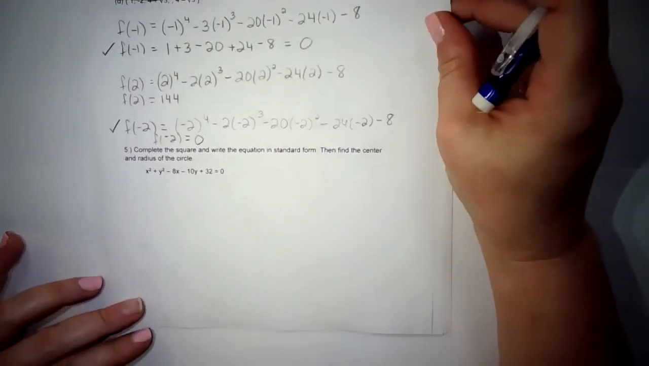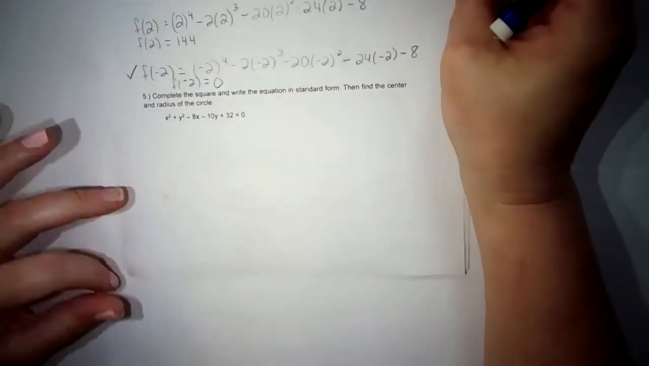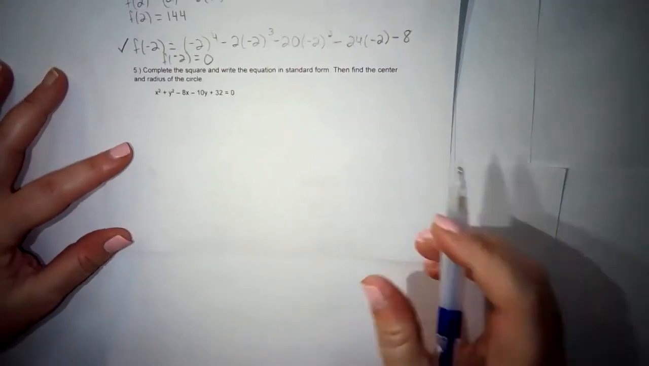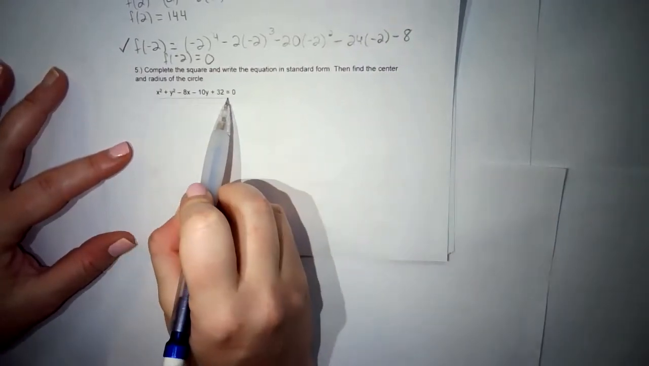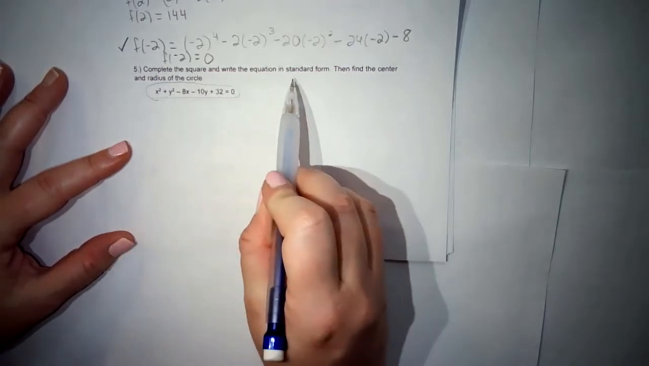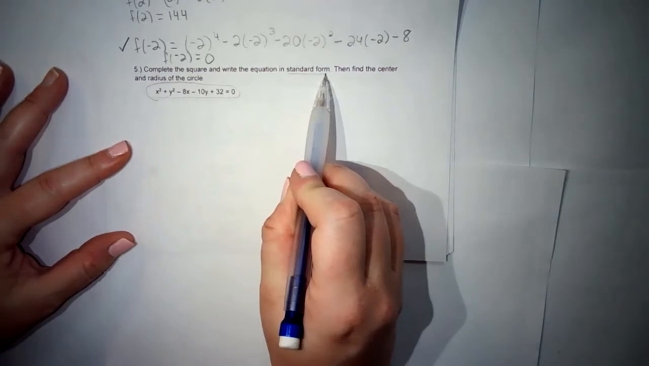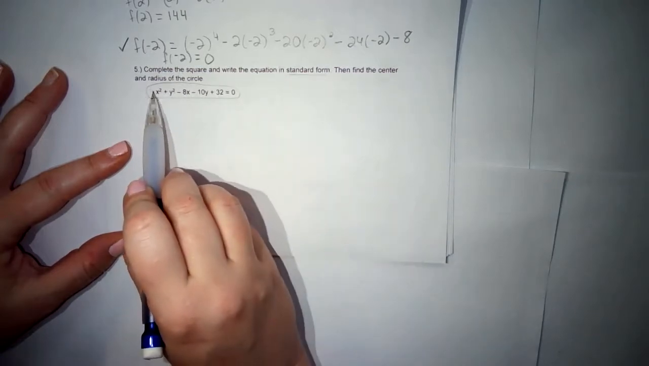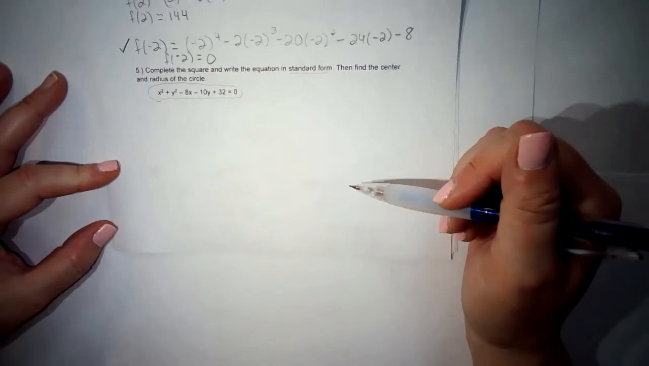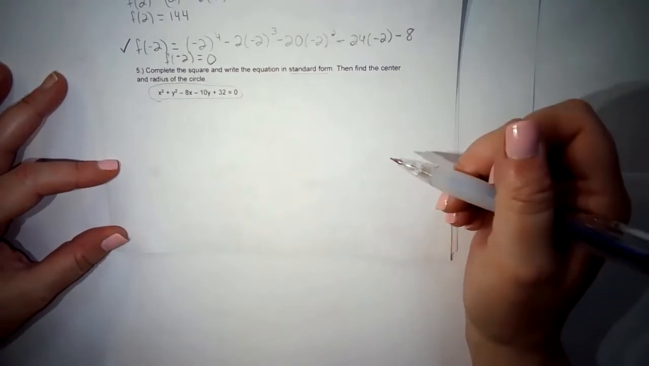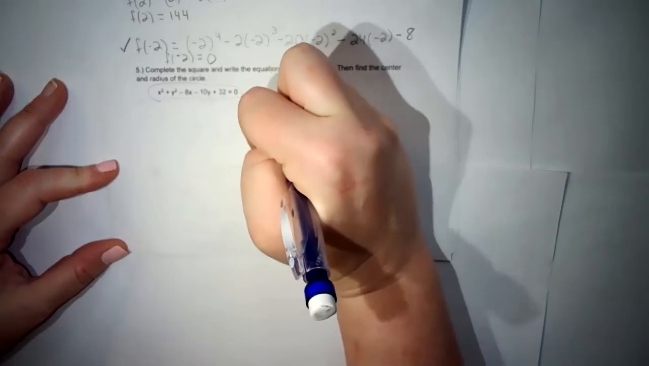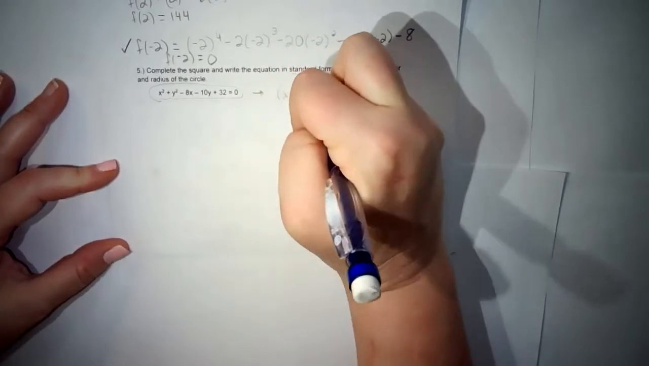Okay. Let's look at 5. Okay, number 5. So we have this big long equation. We want to complete the square and write the equation in standard form. Then we want to find the center and the radius of the circle. Okay, think we got it? Okay, we got to remember how to complete the square. What we're trying to get to is we're trying to turn it into this form.